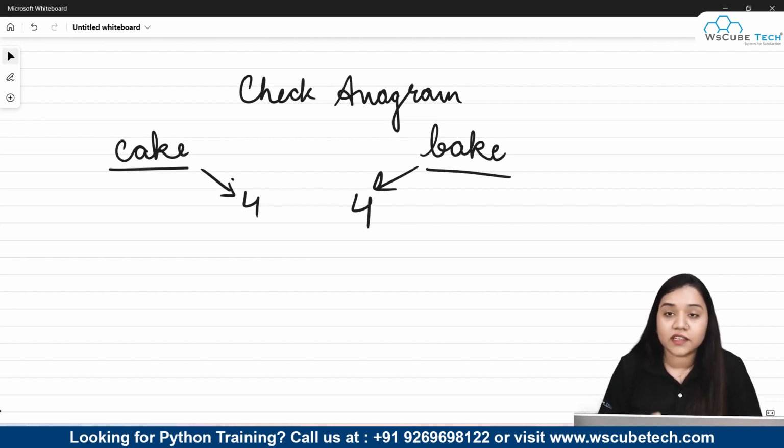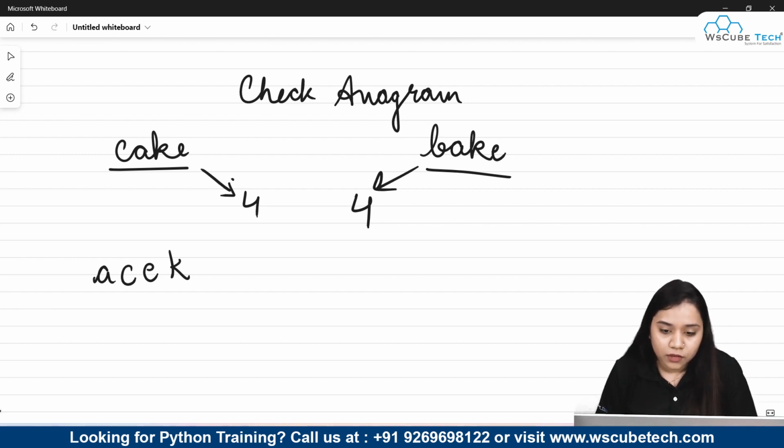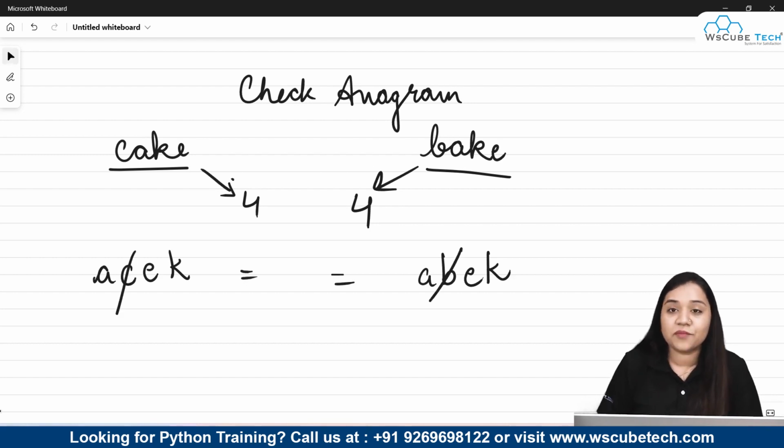The first condition is that the length of both the words should be equal, and our second condition is that once we sort them, suppose if I sort in ascending order, the sorted value of cake would be A, C, E, K, and the sorted value of bake is A, B, E, K. Now if you match both of them, C and B are not similar. That means this is not anagram. So once you arrange them in ascending order, if they match each other, then those two words are anagram.